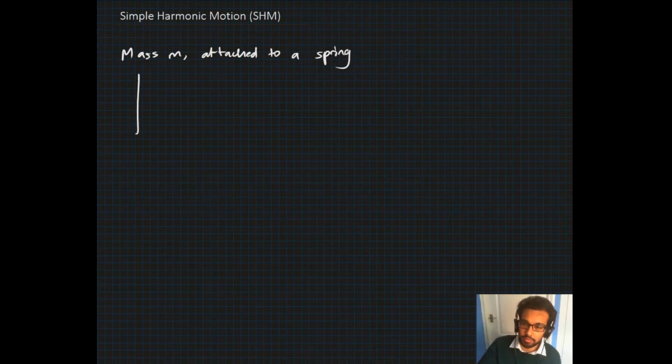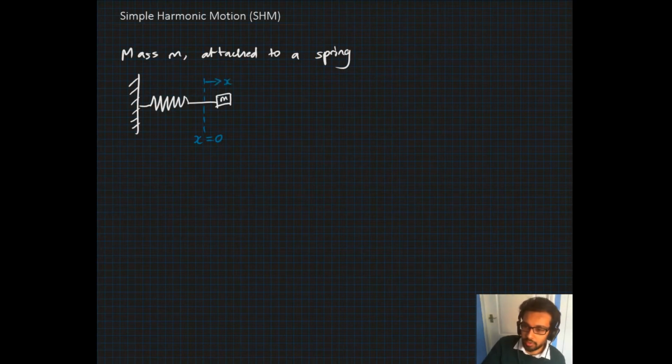So if we have a mass m attached to a spring, we can draw that as follows. So here's just a rigid wall which has a spring attached to it, and also a mass m is attached to the spring. Now we can label this a little bit, so let's label this point as x equals 0 and say that x increases in this direction.